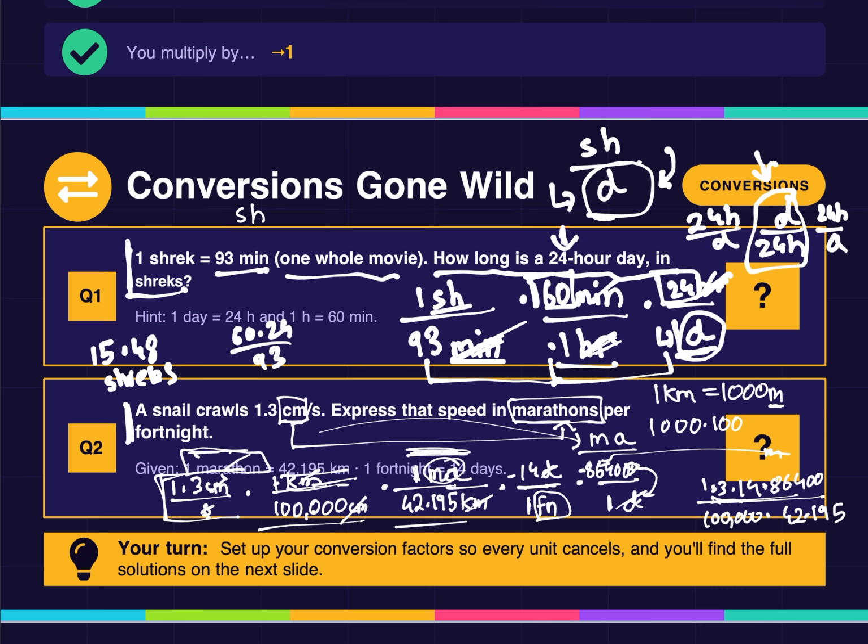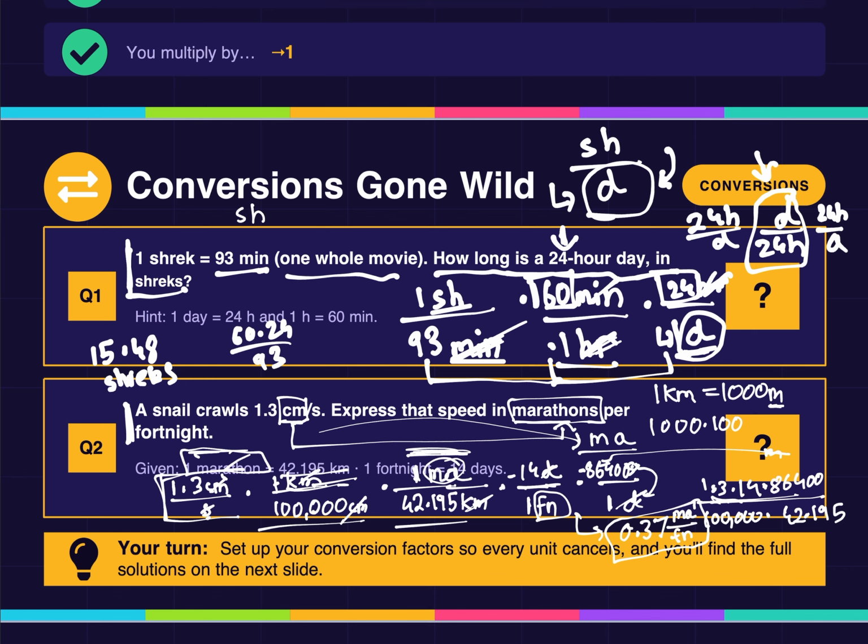So now that would end up being 1,572,480 on the numerator, but then we divide that by 100,000 times 42.195, which gives us 0.37 marathons per fortnight. That's your answer. Okay?